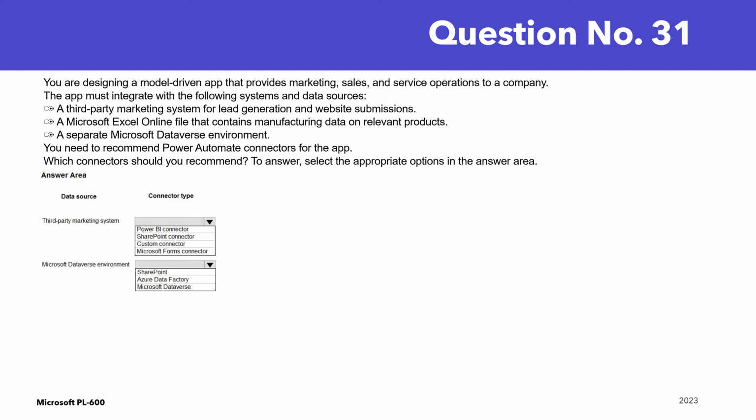You are designing a model-driven app that provides marketing, sales, and service operations to a company. The app must integrate with the following systems and data sources: a third-party marketing system for lead generation and website submissions, a Microsoft Excel Online file that contains manufacturing data on relevant products, and a separate Microsoft Dataverse environment. You need to recommend Power Automate connectors for the app. Which connectors should you recommend? To answer, select the appropriate options in the answer area.